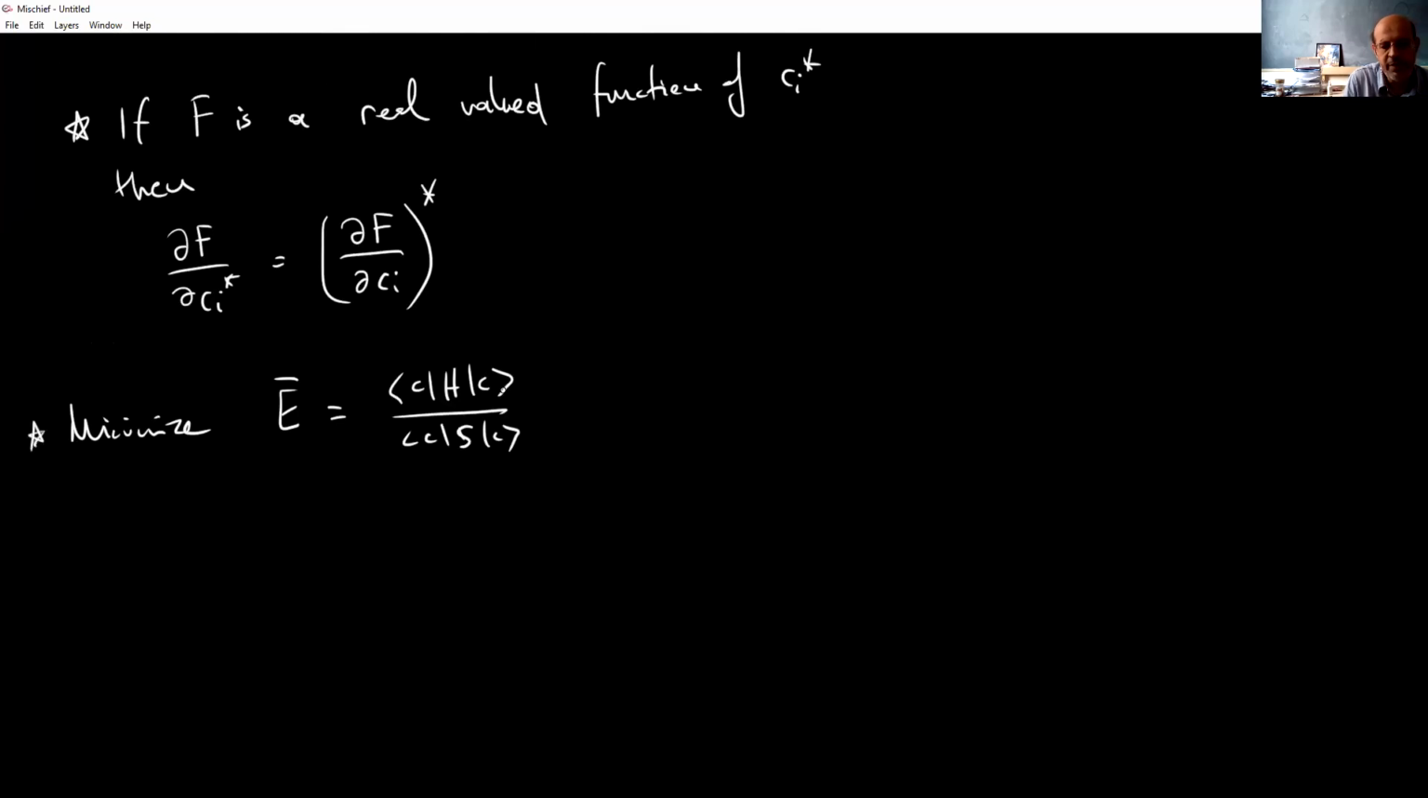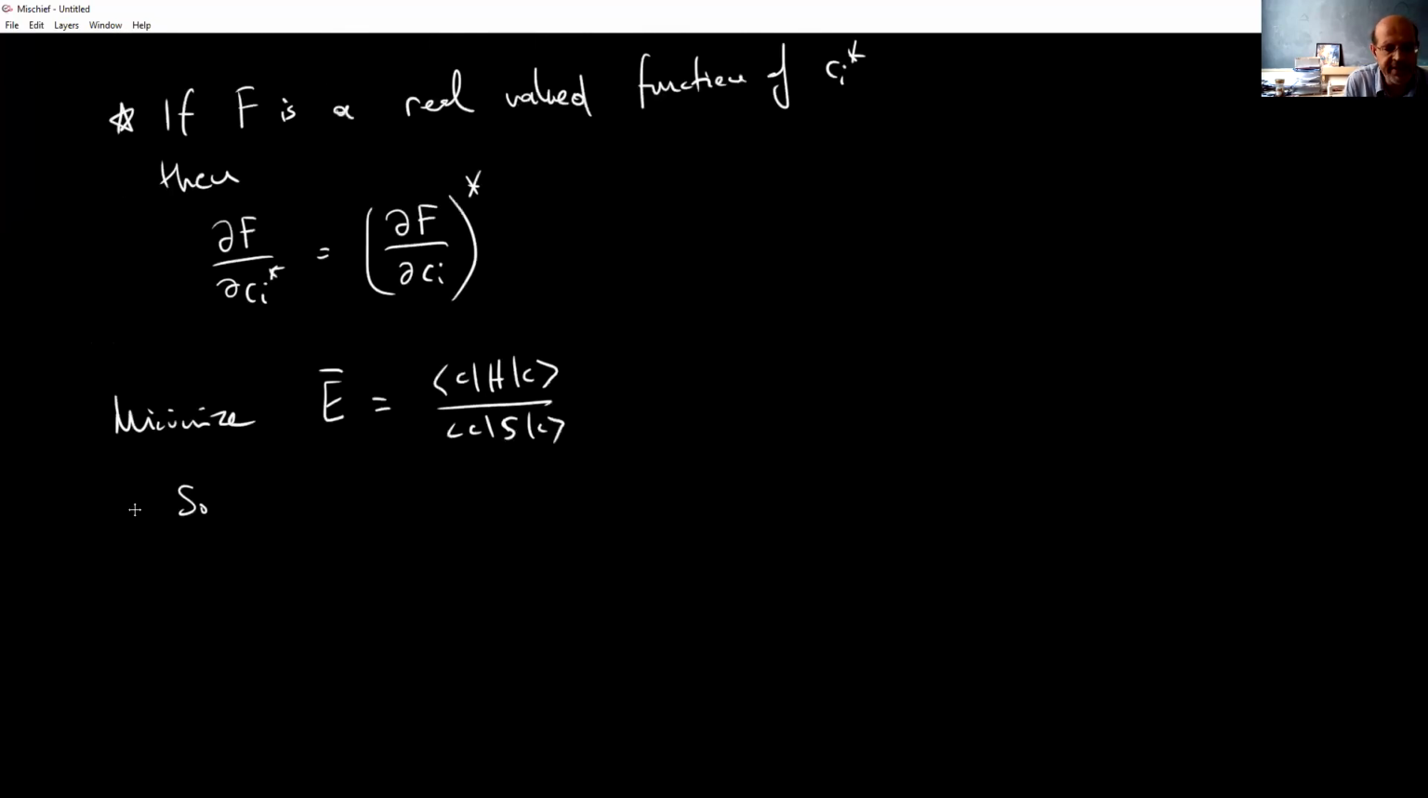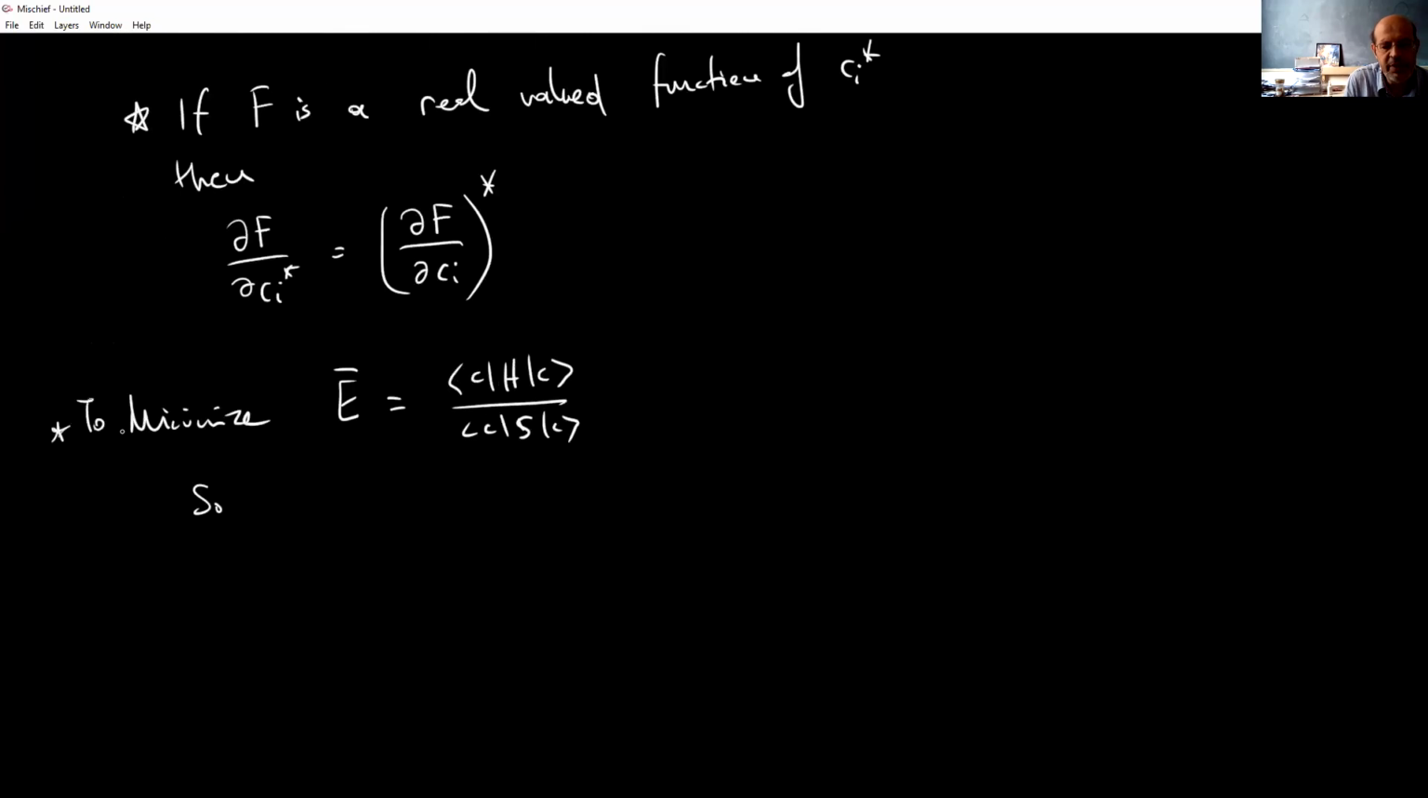So to minimize this, let me write, to minimize, all right? To minimize this, you basically solve this set of equations. So the derivative of this thing with respect to the complex conjugate of Ci being equal to 0, for i being equal to 1, 2, up to N, right? All right, so as a result, this is a very simple procedure.